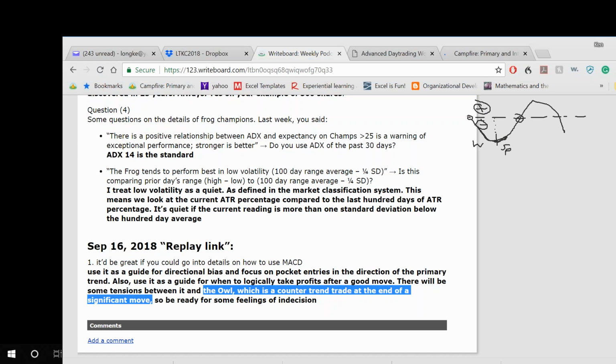Oh, you don't see the drawing? Stand by. Okay, it's stuck over on the side. Sorry.